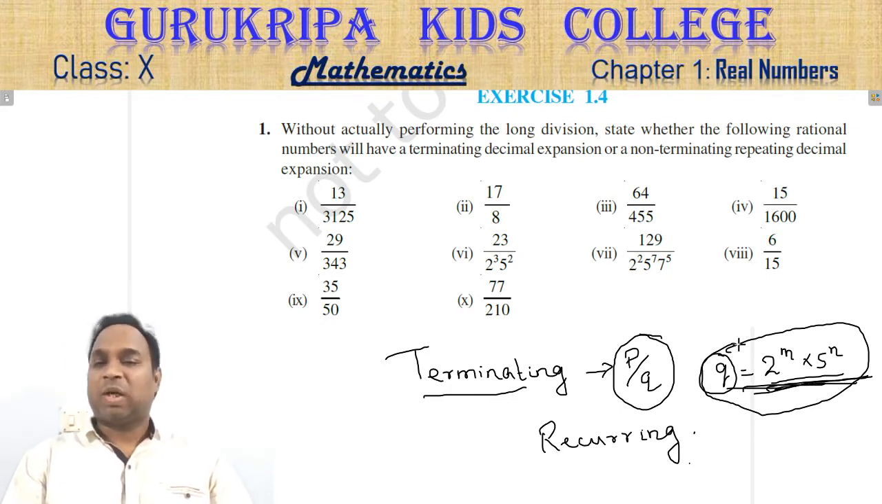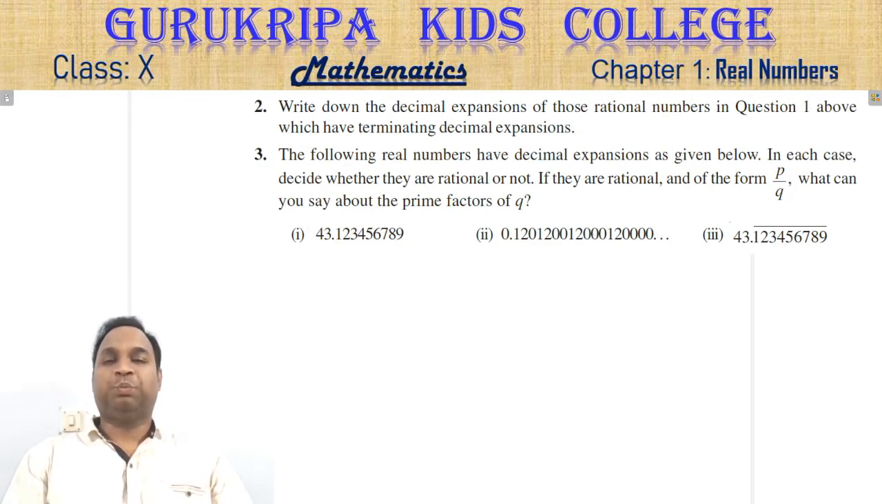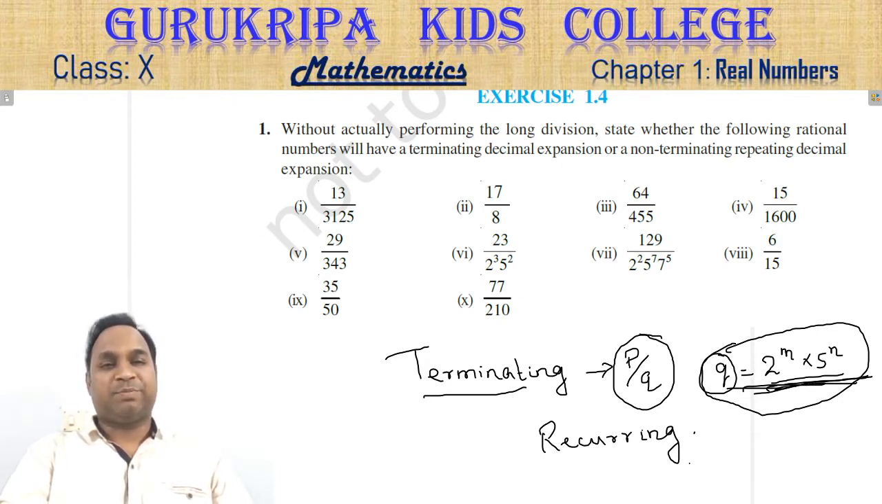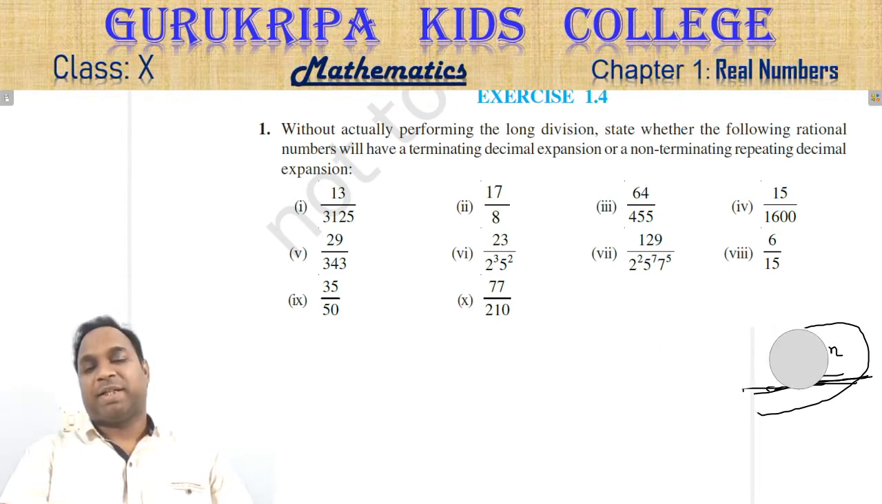Okay. Now, before we actually start the question, just read question number 2 also. Question number 2. Write down the decimal expansion for those rational numbers in question number 1 above which have terminating decimal expansion. Means what? In this question, whichever numbers have terminating decimal expansion, we need to write the decimal form of that also. Okay. So let's start. We'll solve both the questions at once.